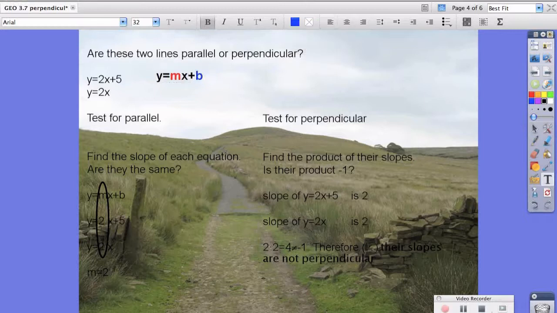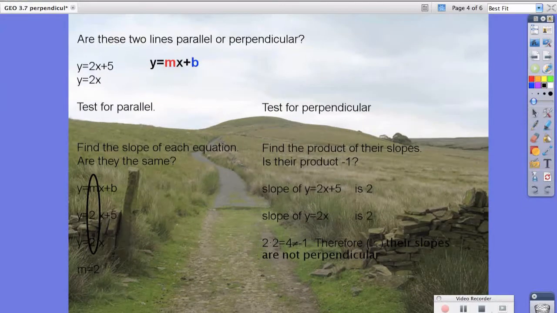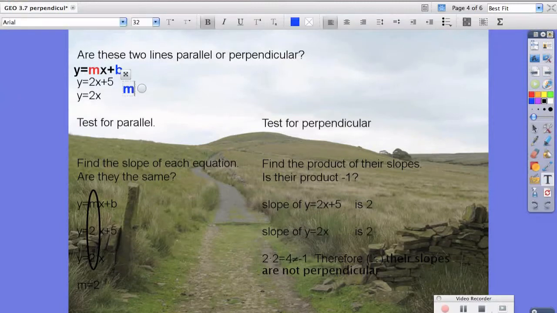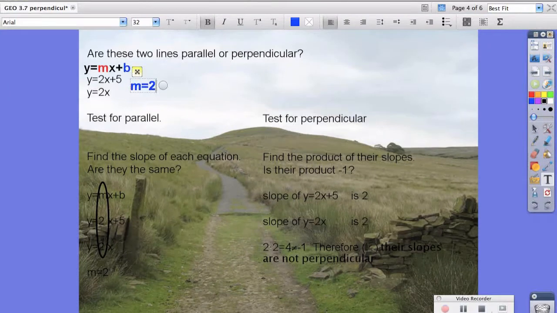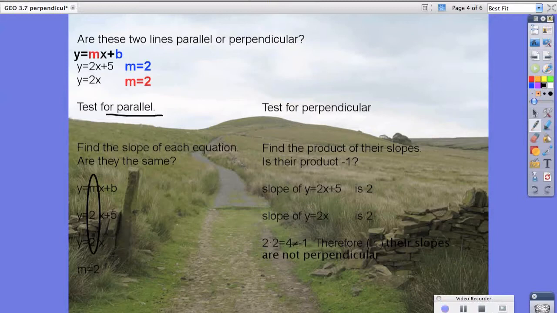So what we're going to do is play match. We're going to take our equation and put it right over the second one, and we're going to look at them. So this was y equals mx plus b. This is y equals 2x, which means the slope here is 2. And the slope for the second one is m equals 2. Now, notice, because they are the same, that means they're automatically parallel.